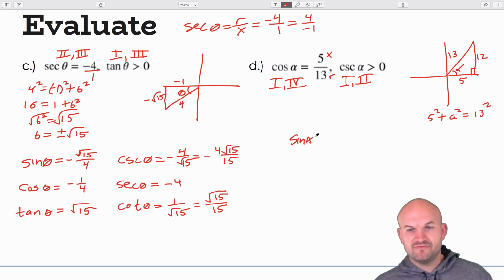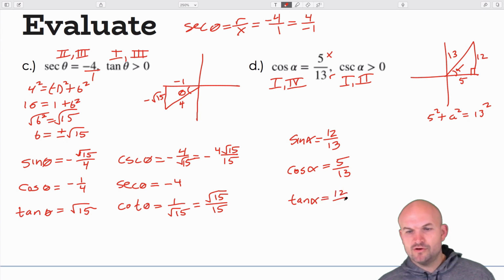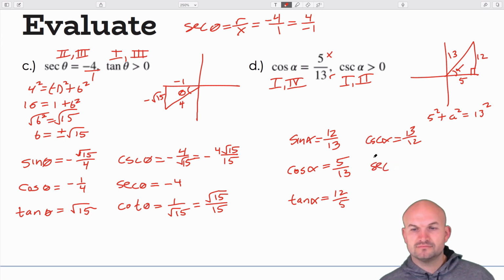So we have the sine of alpha is going to be 12 over 13. The cosine of alpha is going to be 5 over 13. The tangent of alpha is going to be 12 over 5. And now our reciprocals, we don't need to worry about our radicals at all. So therefore, our cosecant of alpha is 13 over 12. Our secant of alpha is 13 over 5. And our cotangent of alpha is 5 over 12.